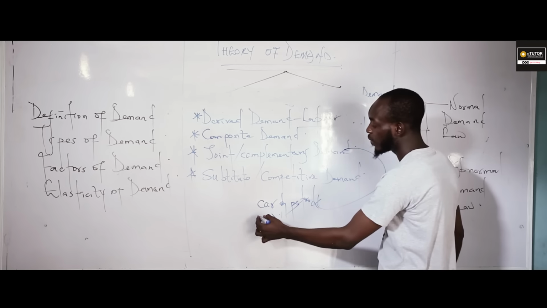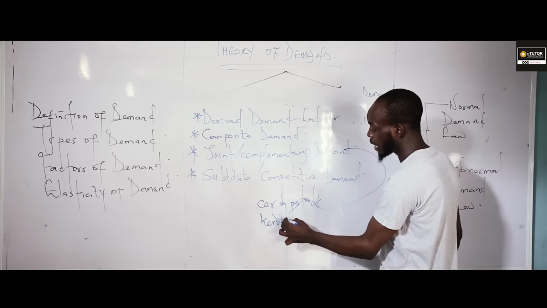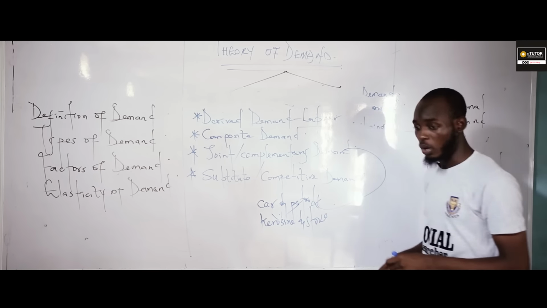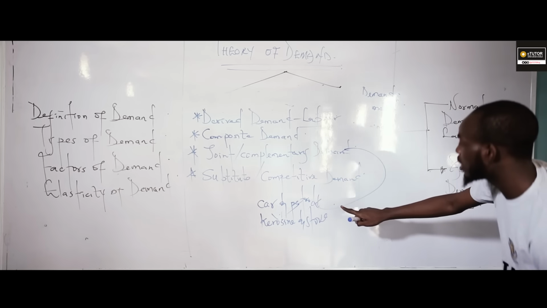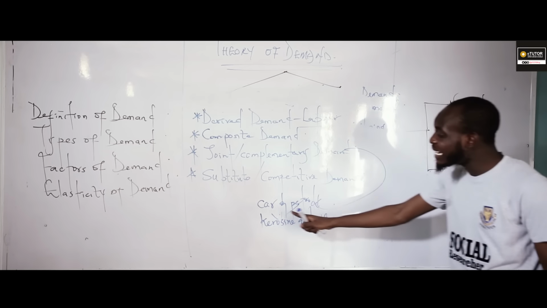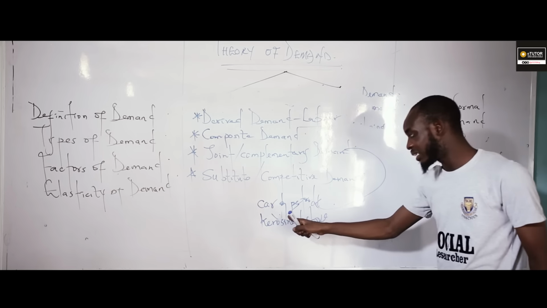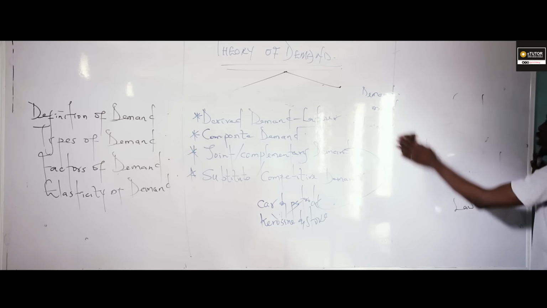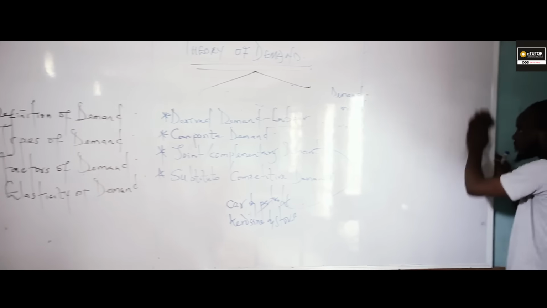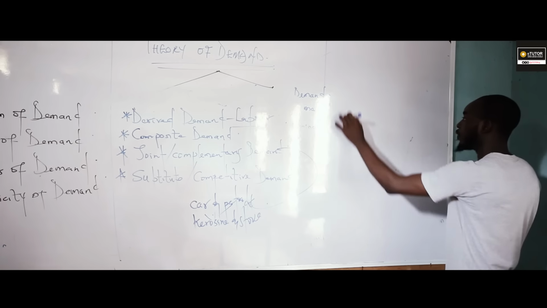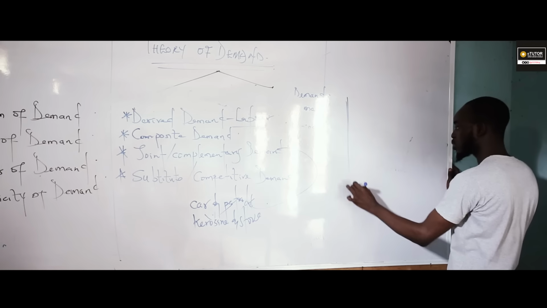We also have kerosene and stove. This type of commodity cannot be used without one another. So an increase in price of one will reduce the demand of another. Now this joint or complementary demand has its own curve. Now let's look at the curve.